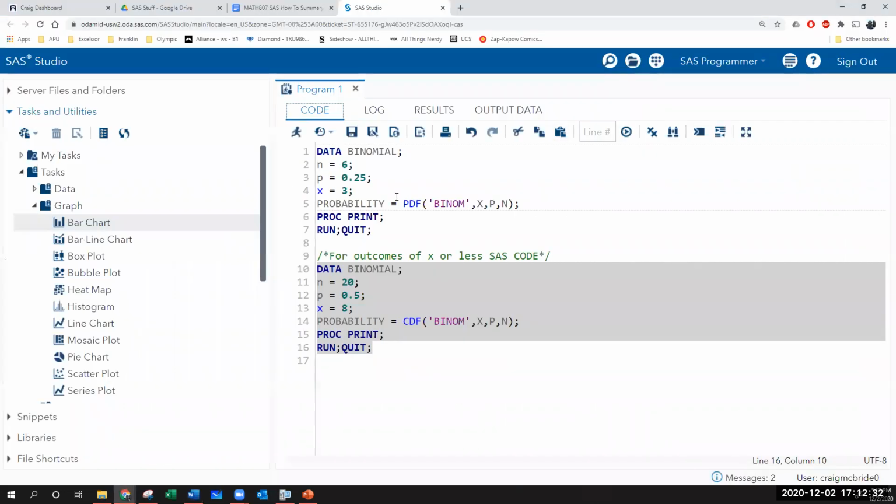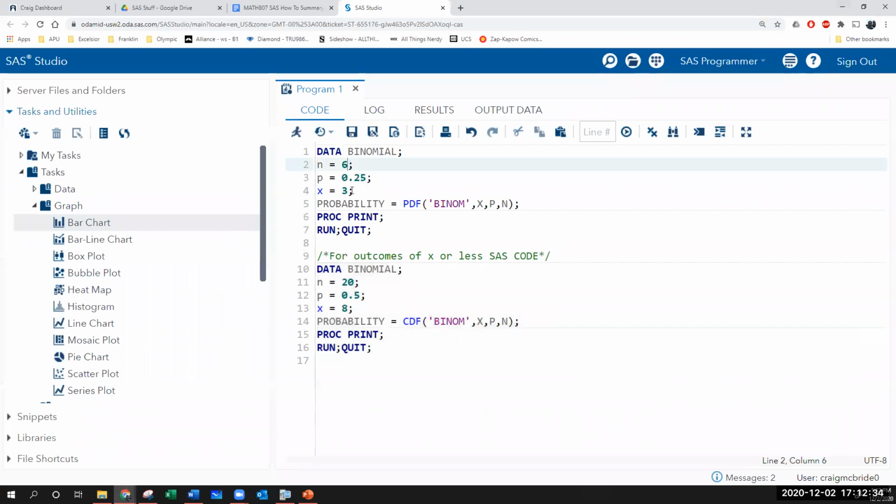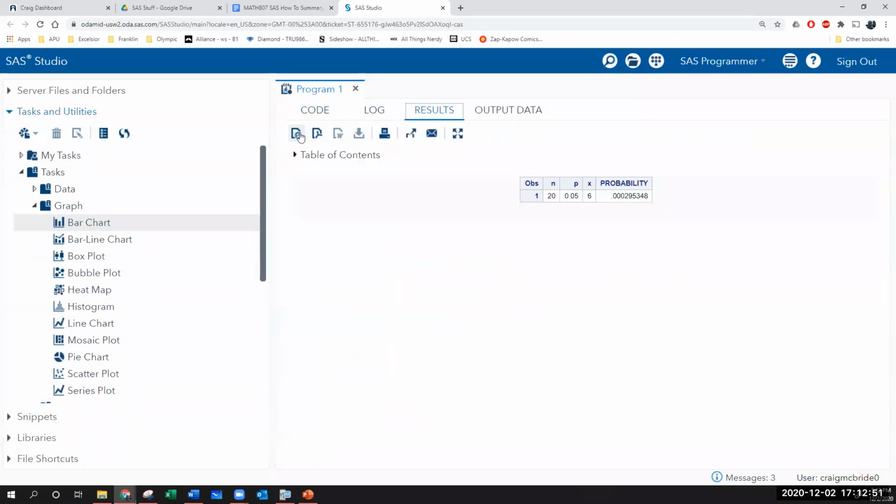So that's when we go up here and we say we've got a sample size of 20. Our probability of a success is 5%, and we want to know the probability of exactly 6 of them. We would highlight all of this and run it, and that would be your answer. Really, really small.